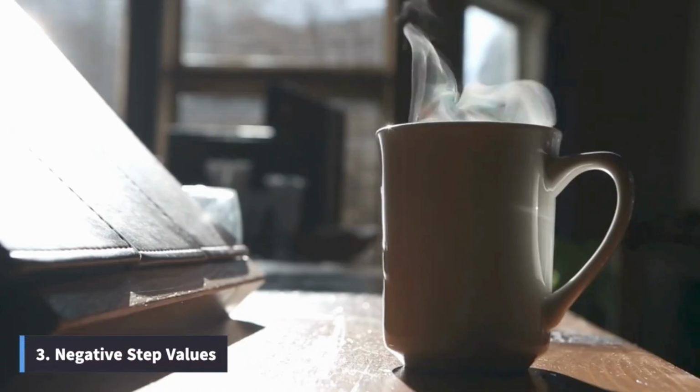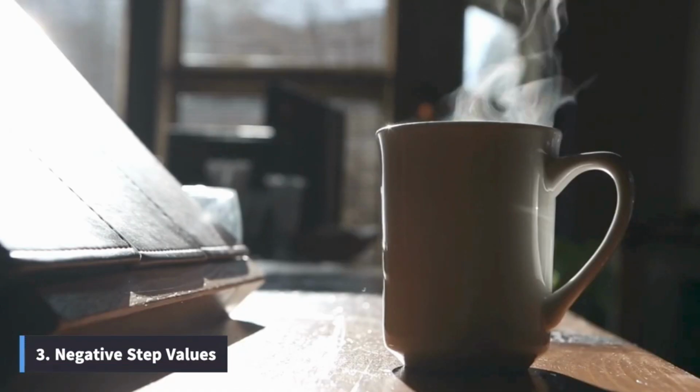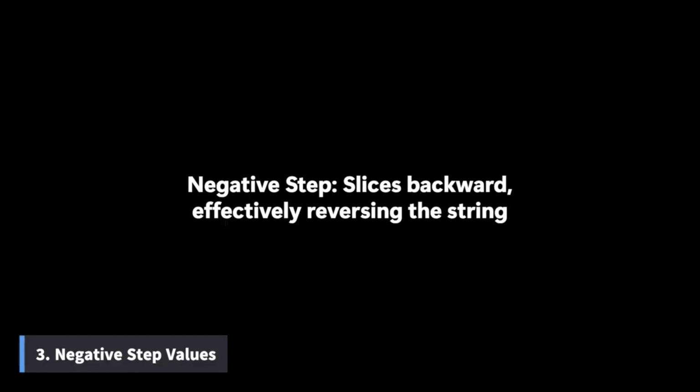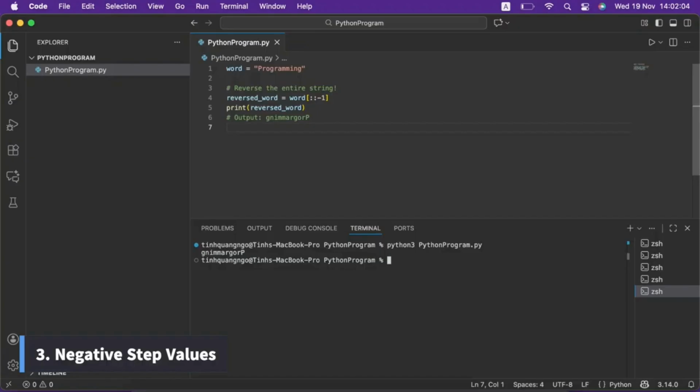Three, negative step values. The most common and useful application of the step argument is setting it to -1. A negative step tells Python to move backward through the sequence. If we use this with empty start and end indices, we reverse the entire string. When using a negative step, you also need to adjust your start and end indices. The start index should be greater than the end index for the slice to work in reverse order.